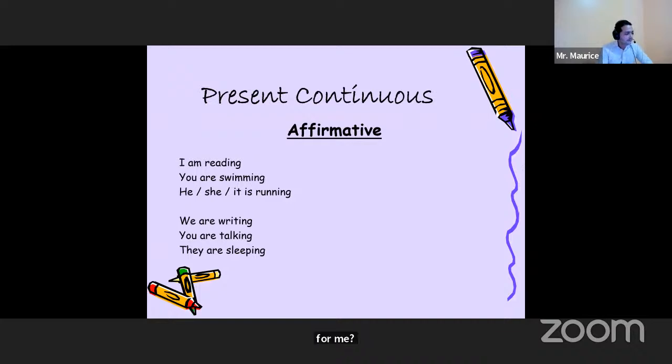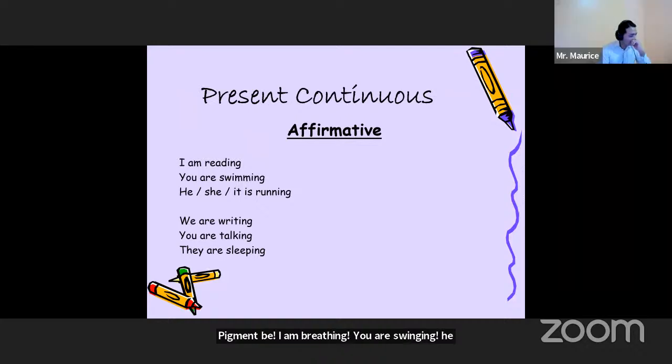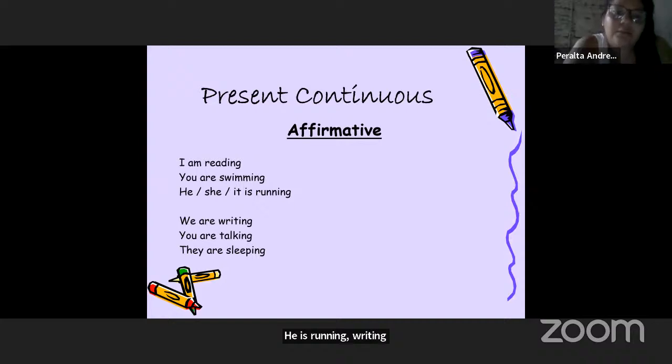Afirmativo. I am reading. You are screaming. He, she, it is running. Mm-hmm. They are riding. You are talking. They are sleeping. Correct, very much.